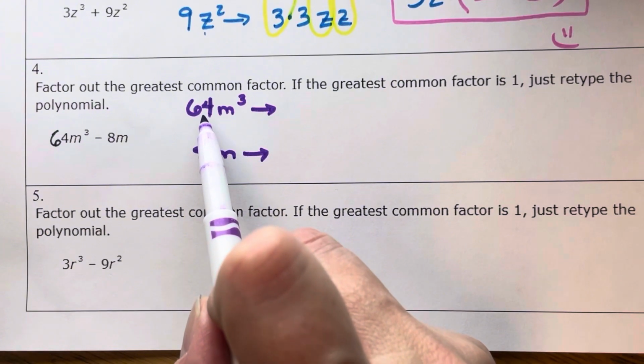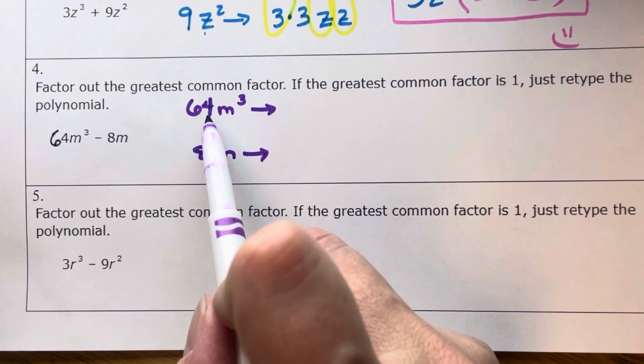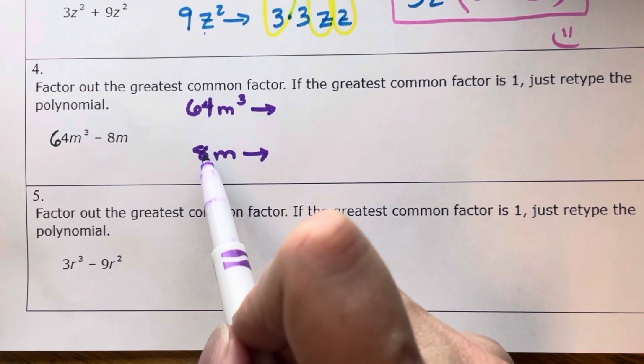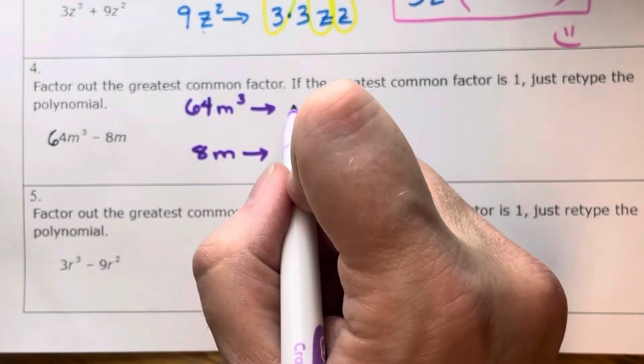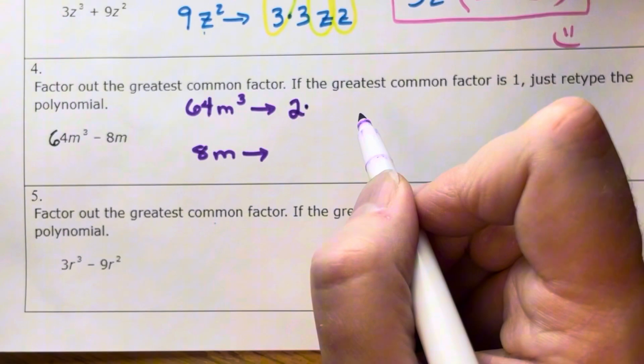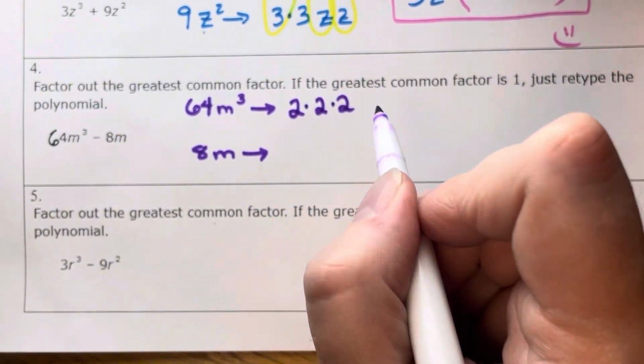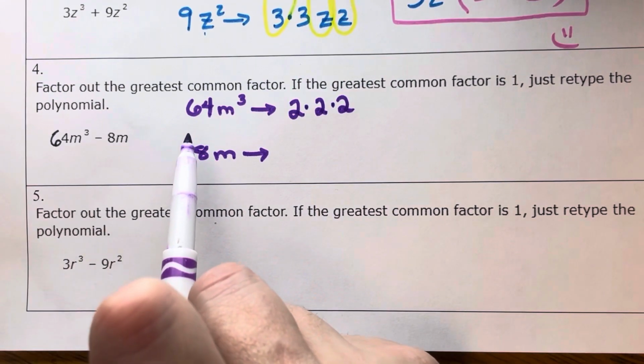So remembering that we want to work with primes. 64, sure, it comes from 8 times 8. But where does 8 come from? 8 comes from 2 times 4. Well, 2 is prime, but 4 is not. So 4 comes from 2 times 2. And then we said it was 8 times 8.